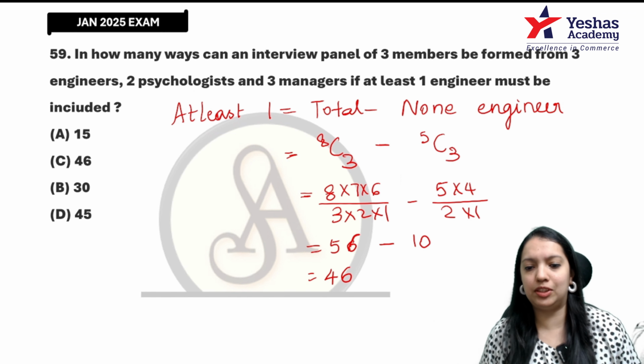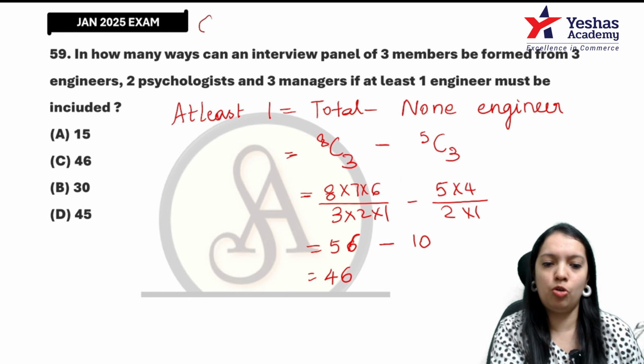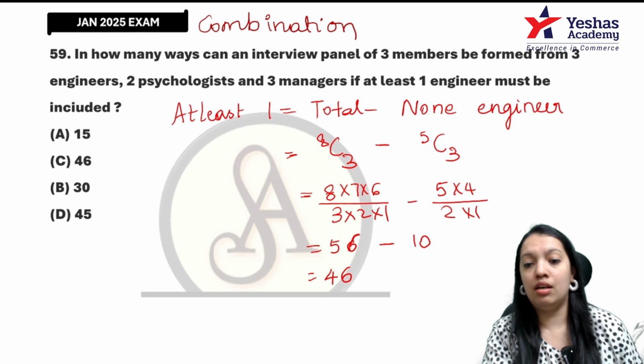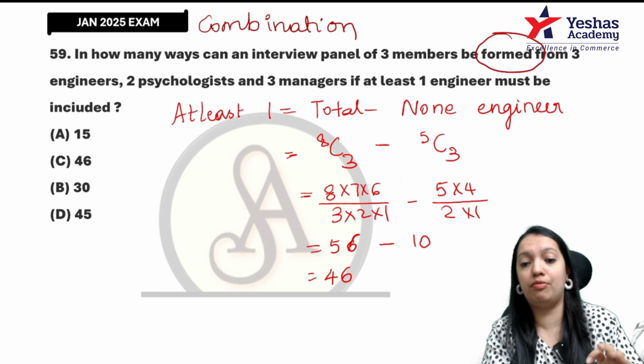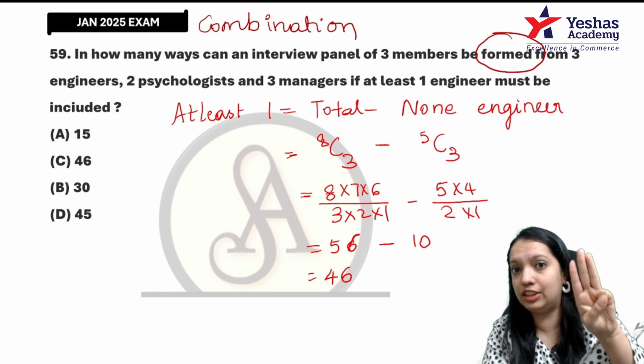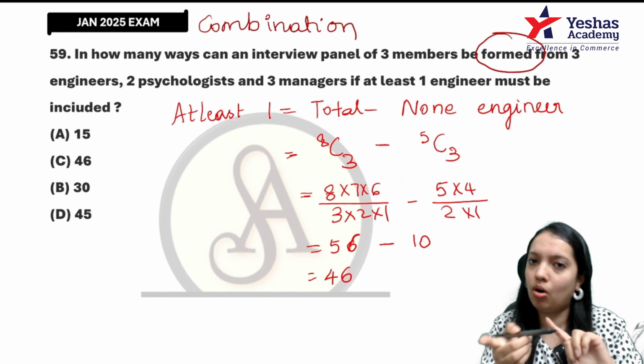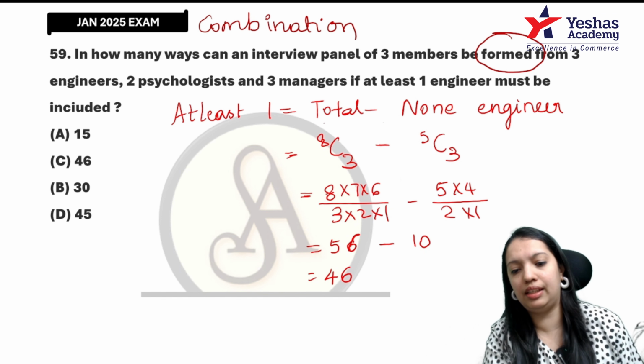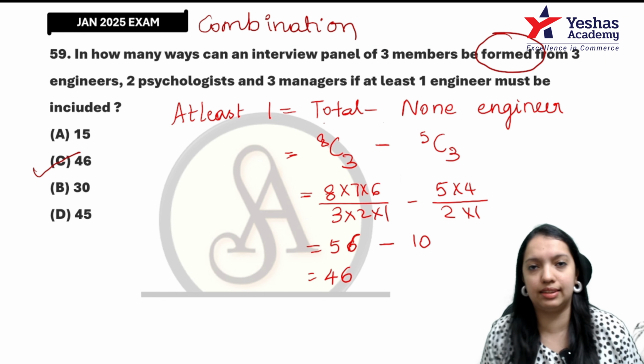Next, this is a question from combination. How many ways can an interview panel of 3 members be formed? They are just asking about formation in which there is at least one engineer. There can be 1 engineer, 2 engineers, 3 engineers. 3 different cases will come, or you can take total minus no engineer. You get the answer as 46.